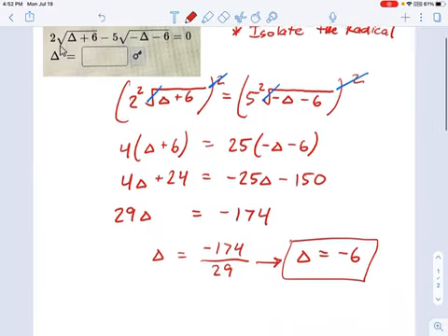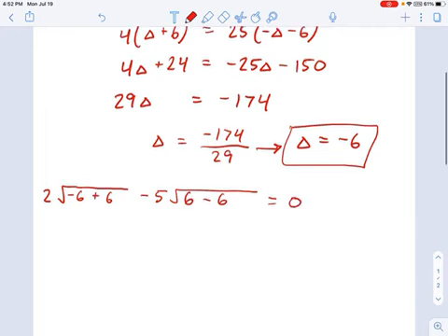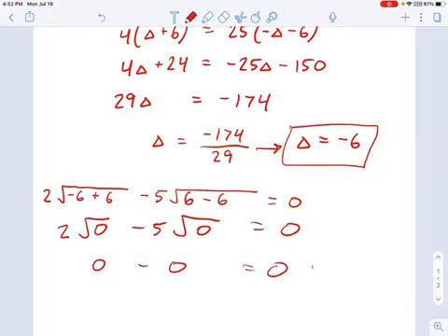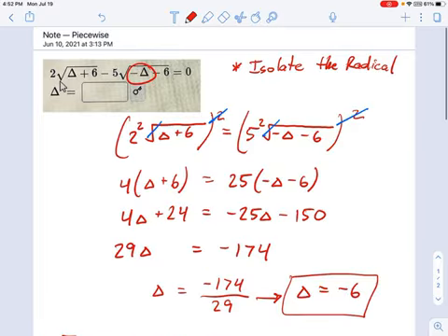Now, let's plug that negative 6 into our original equation. I get 2 times the square root of negative 6 plus 6 minus 5 times the square root of, well, negative, remember this negative term right here, negative delta, that's just going to be positive 6. And then it'll be 6 minus 6. Okay, so this one's going to kind of end in a fizzle. 2 square root of 0 minus 5 square root of 0. Gee, what is that? Well, 0 minus 0 equals 0. This is actually a win, okay? It means the equation works. Delta does, in fact, equal negative 6.